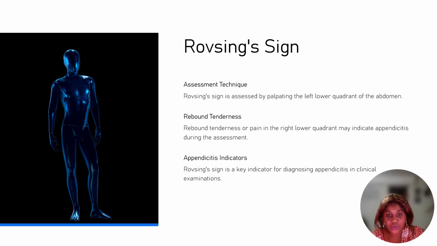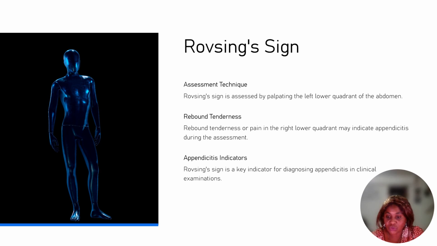So let's look at the Rovsing sign. Rovsing sign is assessed by palpating the left lower quadrant of the abdomen. Okay, it's the left lower quadrant. Remember, the pain is in the right lower quadrant, but you palpate the left lower quadrant. Pain in the right lower quadrant may indicate appendicitis during the assessment. Rovsing's sign is a key indicator for diagnosis of appendicitis in clinical examination.